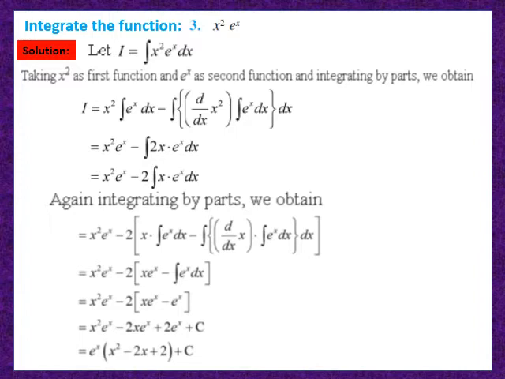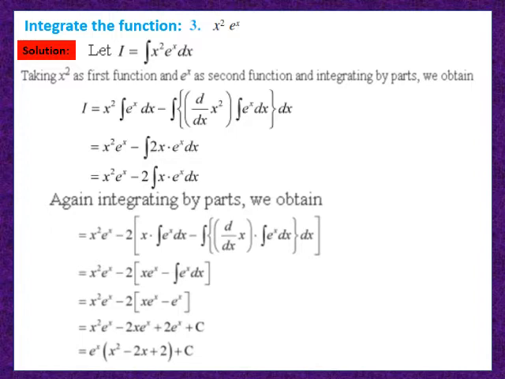So we are getting x square e power x minus 2 into integral x e power x dx. So again we have the product of 2x and e power x, so we have to apply integration by parts again. So we will get x square e power x minus 2, first is x, second is e power x, minus integral of the differentiation of first, x, into the integral of second, that is e power x dx. So we will get x e power x minus integral e power x.